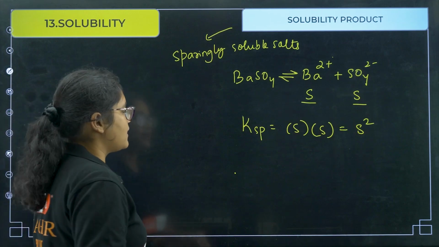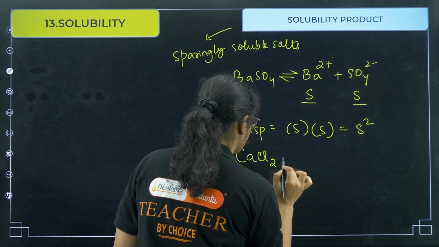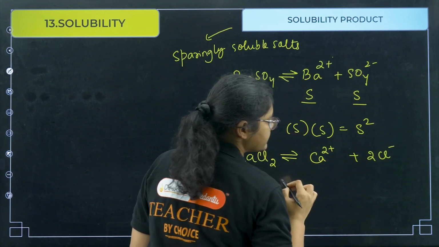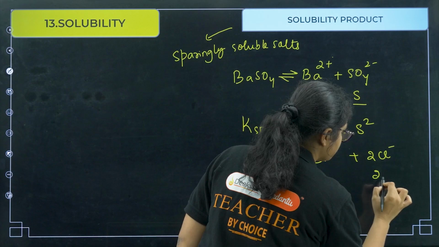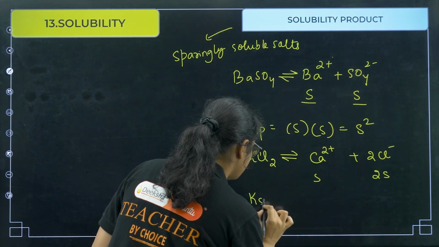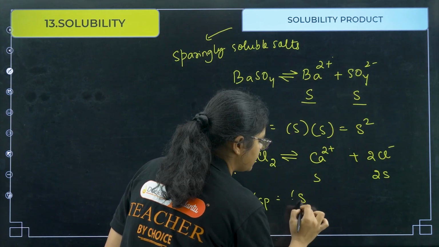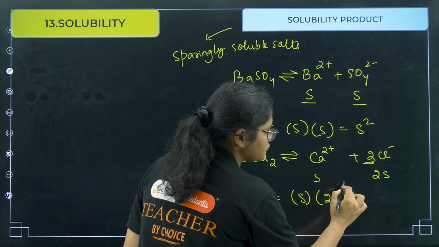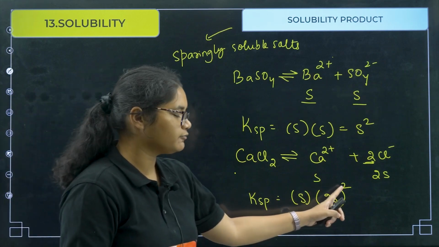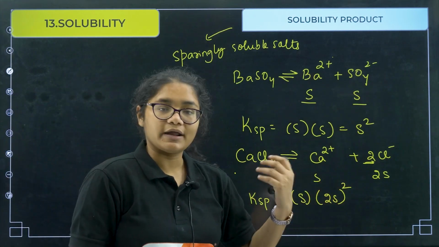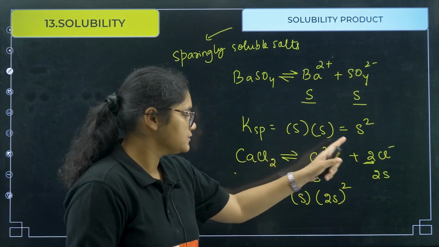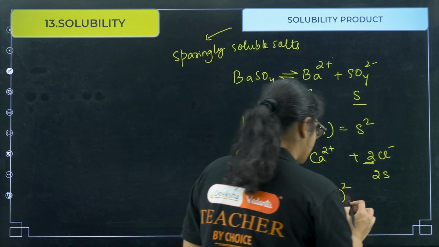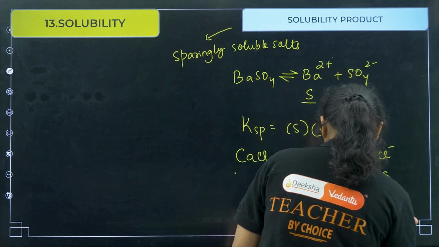Now for example, let me take calcium chloride. How will this dissociate? Ca2+ and 2Cl-. Solubility here is S, and for chloride it is 2S. What is the Ksp value? Calcium solubility S, chloride solubility 2S. But since it is 2, a power of 2 will come, just like how you write the normal equilibrium formula. So chloride solubility 2S is taken as a power. What I will get here is 4S cube.